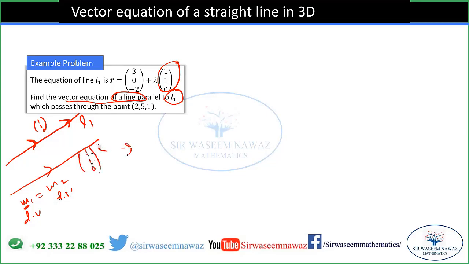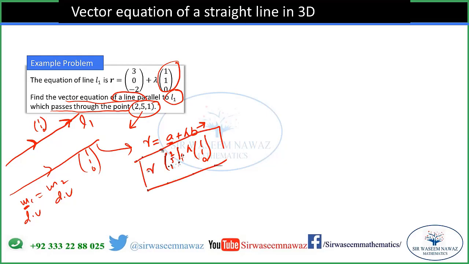Now, what we have seen in the previous slide, that we have the equation r is equal to a plus lambda times b, where what is b? Direction vector. So it means we have a direction vector (1, 1, 0). Now what is a? a is your position vector. Now you can see here which passes through the point (2, 5, 1). So (2, 5, 1) is your position vector. So I can write here (2, 5, 1). So this will be my equation of the other line.